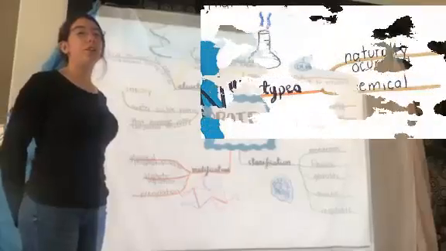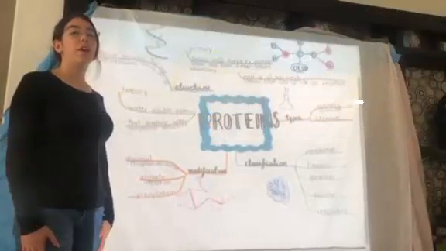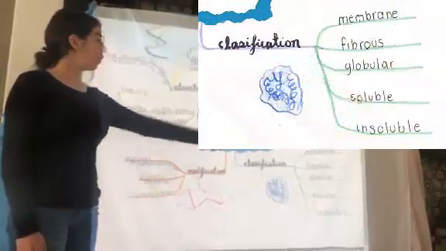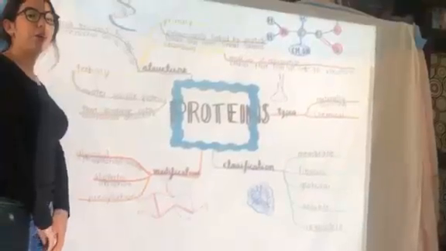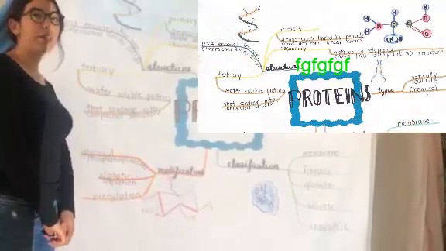Protein types are naturally occurring and chemical. Classification: membrane, fibrous, globular, soluble, and insoluble. DNA encodes for one-dimensional amino acids.